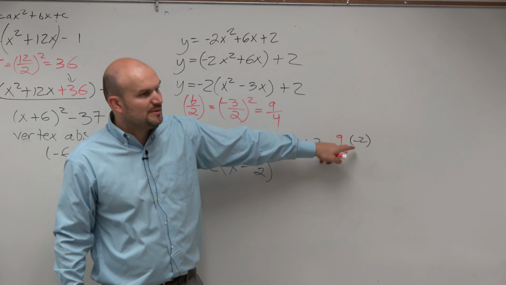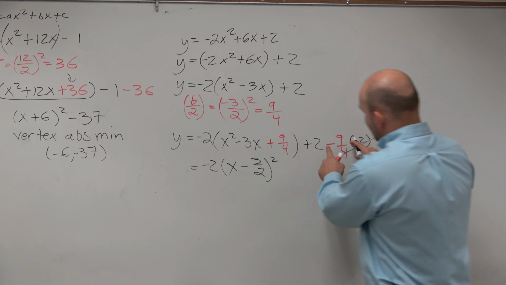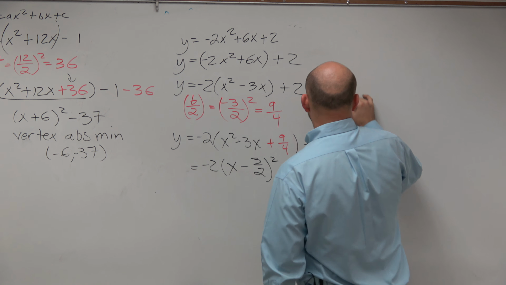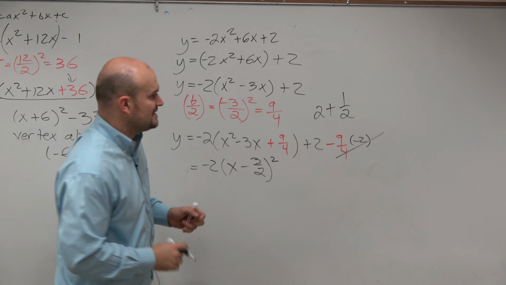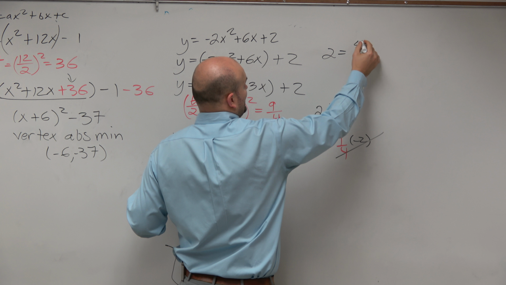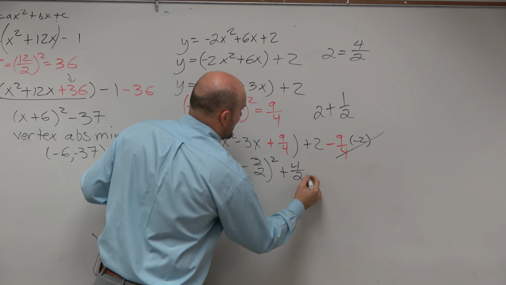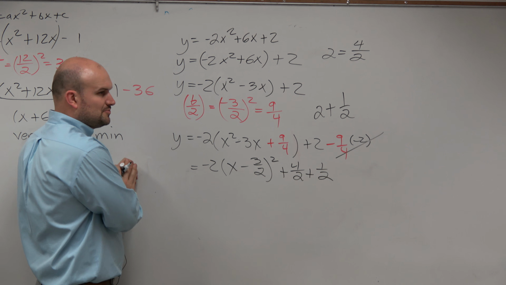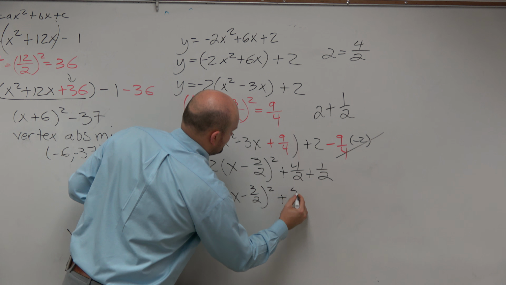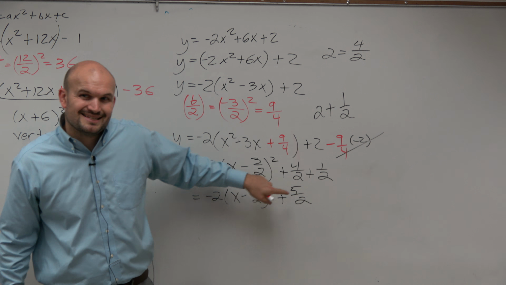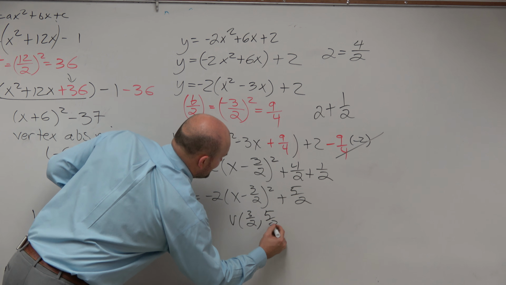OK, now, usually people have trouble with fractions. 2 over 4 gets simplified to 1/2. Negative times negative is a positive. So really, you guys have 2 plus 1/2. OK? 0.5, right? Now, we're not going to be using decimals, but would you guys agree with me? 2 is the same thing as 4 over 2? Yeah. OK, so watch. Plus 4/2 plus 1/2. 4/2 plus 1/2 is 5/2. So in this case, we can identify the vertex as 3/2, comma 5/2.